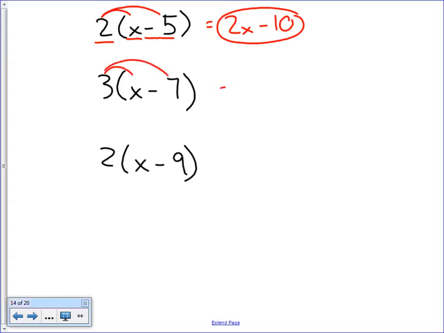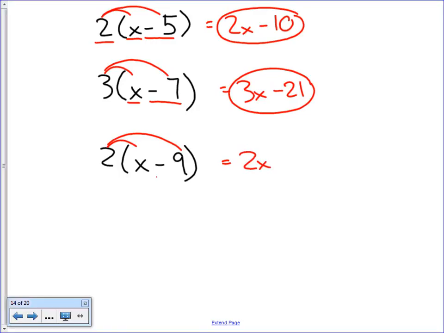Distributing the 3 through here, we have a 3x, and treat that minus sign with the 7. So 3 times a negative 7 will give me a negative 21. Distributing the 2 times x will give me 2x. 2 times negative 9 will give me a negative 18.